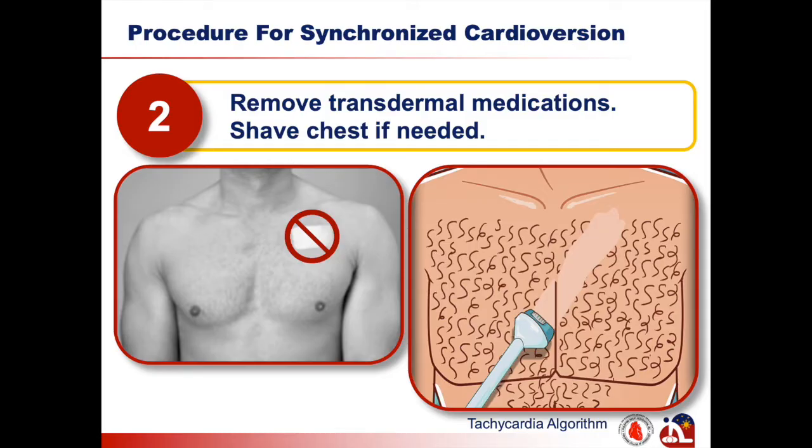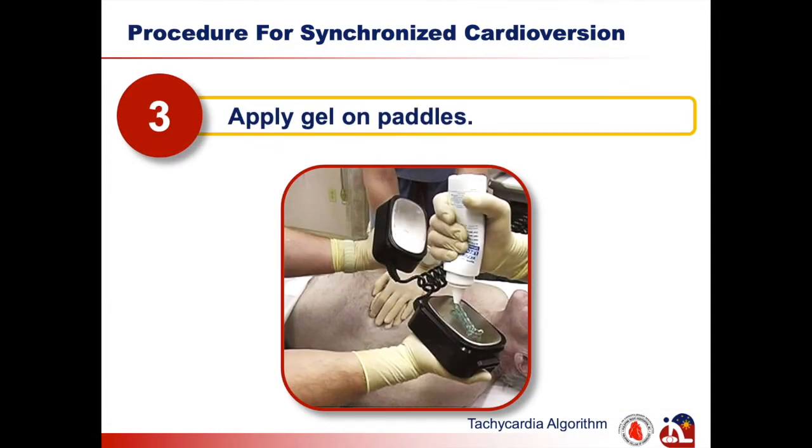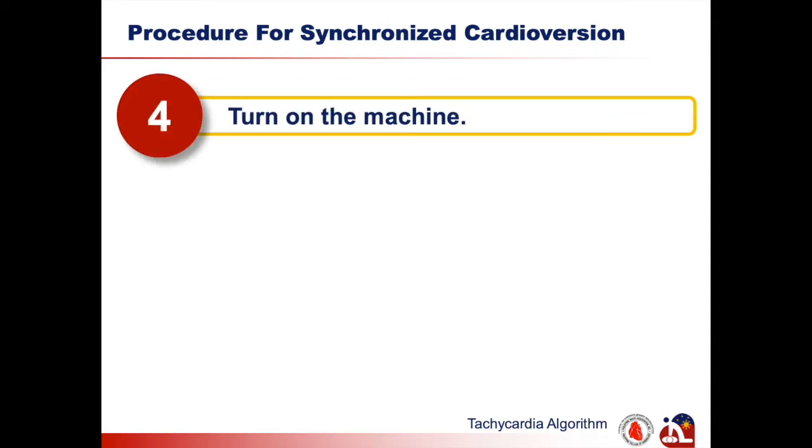Chest hair can increase transthoracic impedance, which affects success of cardioversion. This could be reduced up to 35% by shaving. It is recommended to shave prior to shock. Step 3. Apply gel on paddles. Release the paddles from the machine by pressing on the buttons encircled in yellow. Then squeeze enough amount of gel onto the paddles.